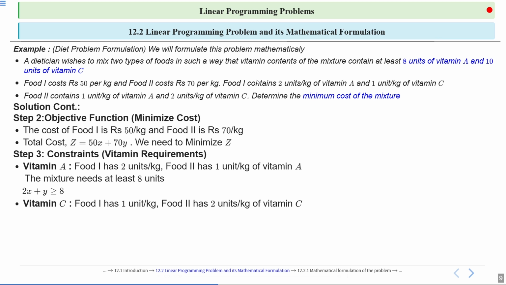Now look at vitamin C. Food 1 has 1 unit per kg of vitamin C, and food 2 has 2 units per kg of vitamin C. The mixture must include a minimum of 10 units of vitamin C. So we get this inequality: x plus 2y is greater than or equal to 10. This is an inequality that represents a condition involving two decision variables x and y.